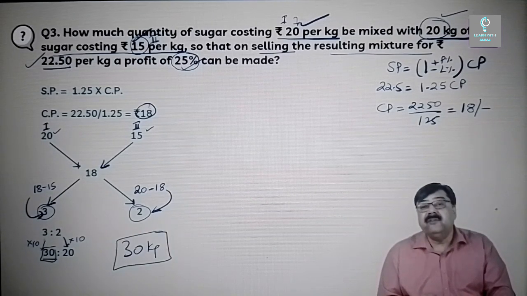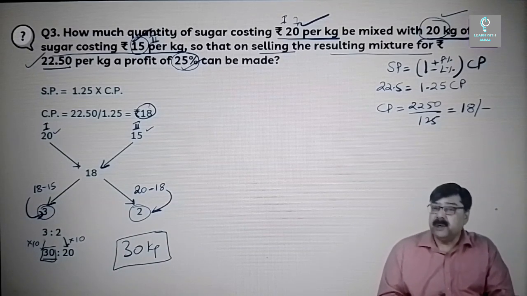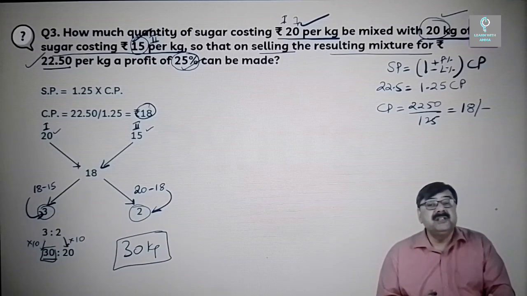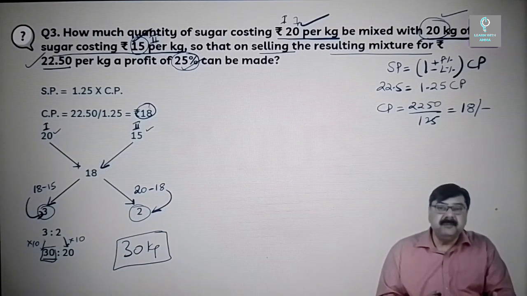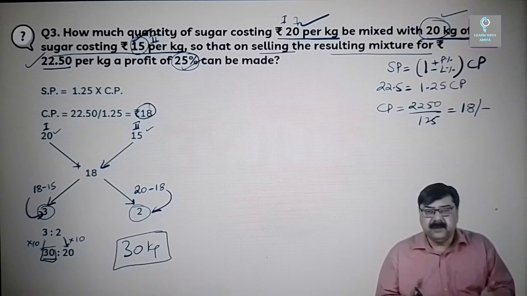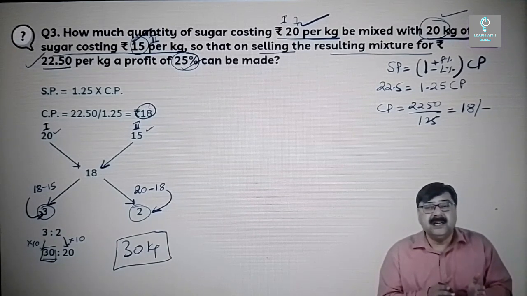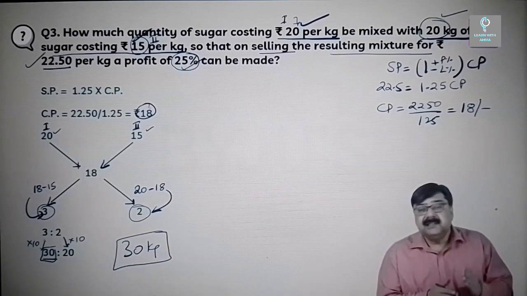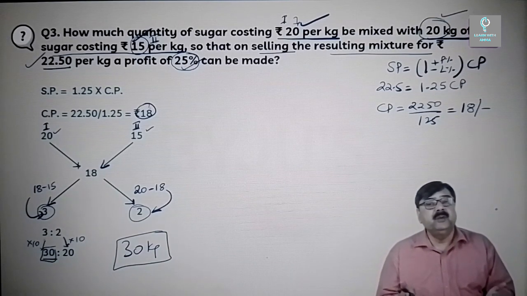So 30 kg of sugar costing rupees 20 per kg shall be mixed with 20 kg of sugar costing rupees 15 per kg, so that the average cost price works out to be rupees 18 per kg, which when sold at 25% profit, the selling price becomes rupees 22.5.